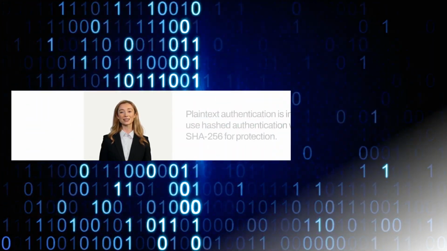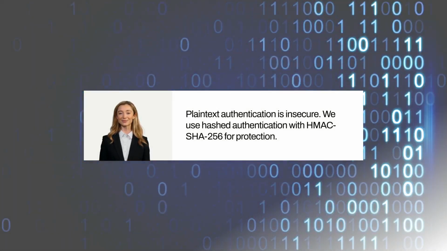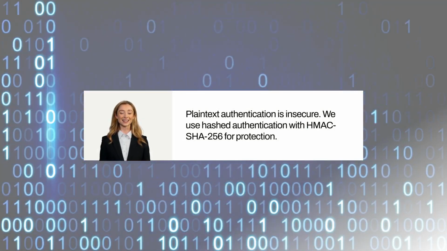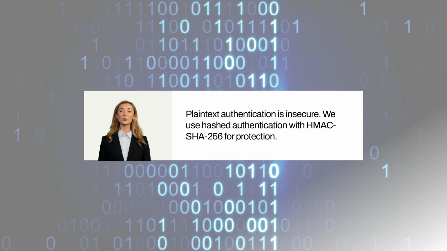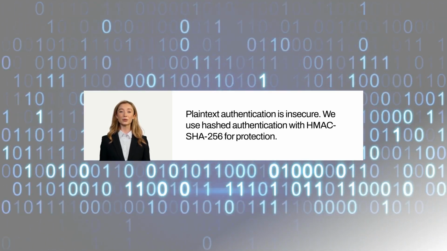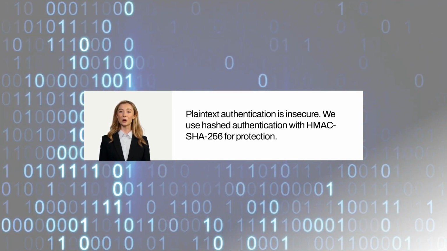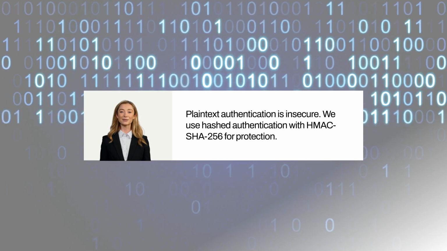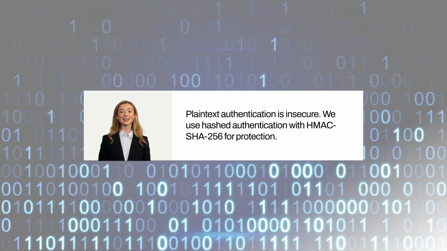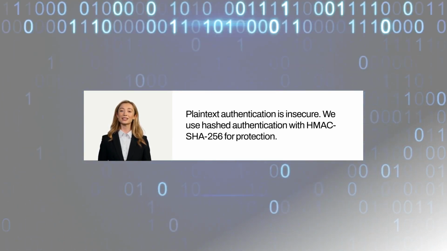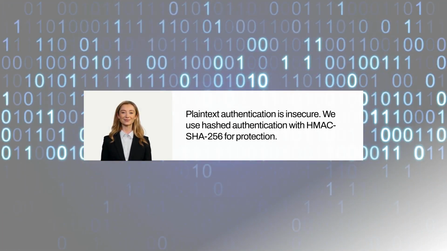Plaintext authentication is a no-go. It's like sending your keys through the mail in a clear envelope. Instead, we employ hashed authentication using strong algorithms like HMAC SHA-256, which encrypt the key, making it unreadable to prying eyes. This is akin to sending your keys in a locked box where only the recipient can open it. By using hashing, we ensure that even if the data is intercepted, the key remains secret, protecting the authenticity of routing updates from being compromised.